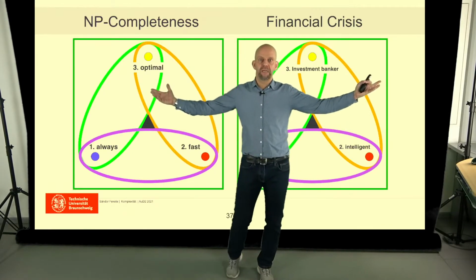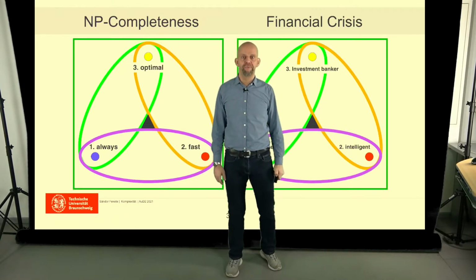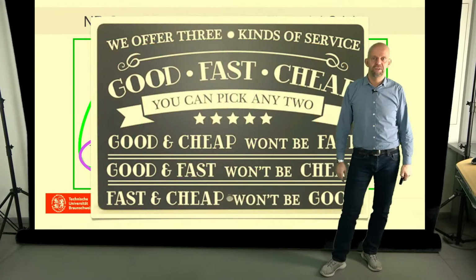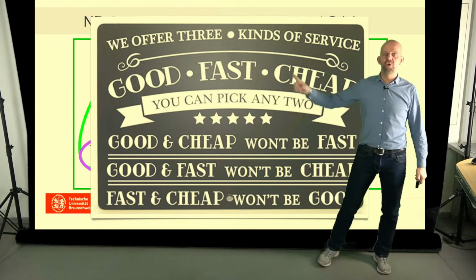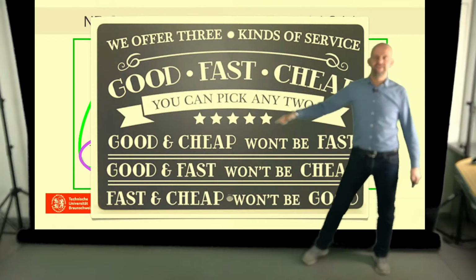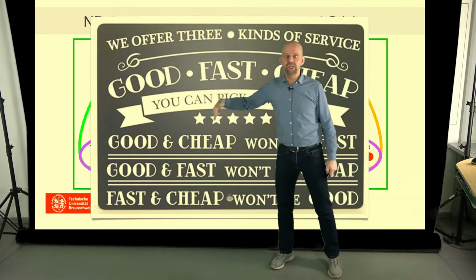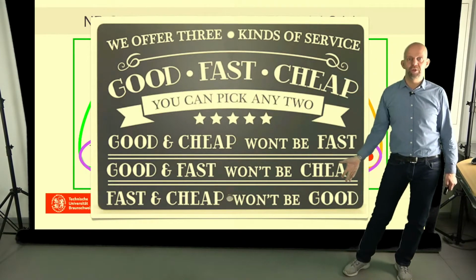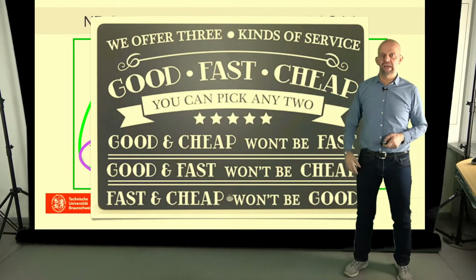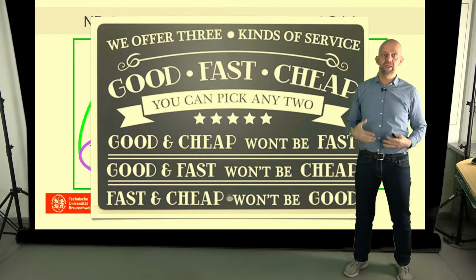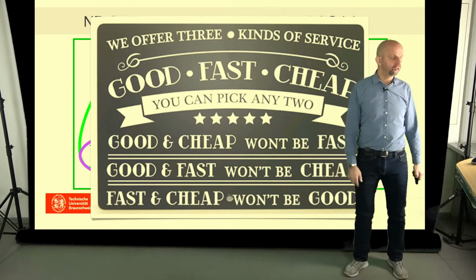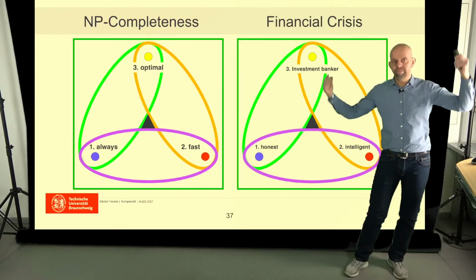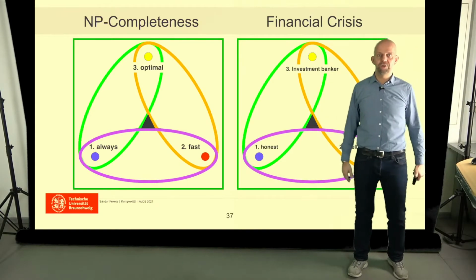And that gets me to the three types of service. You will sometimes see this sign, somewhere in the US. Three kinds of service: good, fast, and cheap. You can pick any two. Good and cheap won't be fast. Good and fast won't be cheap. Fast and cheap won't be good. And you can take that sign and apply it to computing optimization of these difficult problems. And that means we have a problem, we have our work cut out.